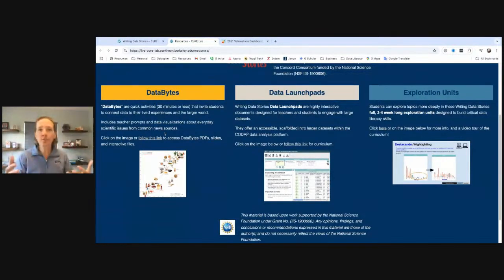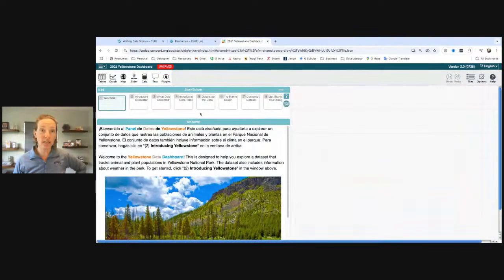So those are in terms of building students' data skills, but also thinking, how do I connect to the data? That human connection is another great way that we can put students into the driver's seat. Now, these data launchpad resources that they have are a little bit longer and more involved. And so here's an example, looking at their Yellowstone data dashboard.